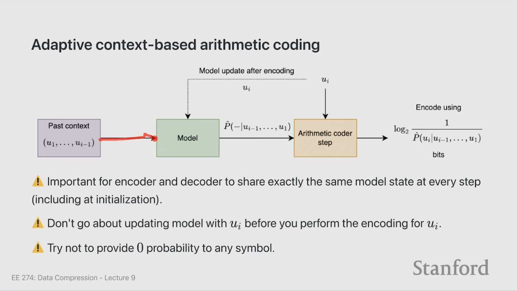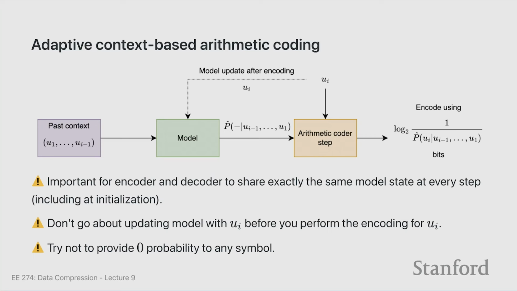So again, past context, you have a model, but now the model is not fixed. At every step, the model gives you the probability for the next symbol, you encode the next symbol, and then you update the model. So basically, as the model sees more and more data, it keeps on updating its state. The model keeps updating, it keeps training. We will do an example of this.